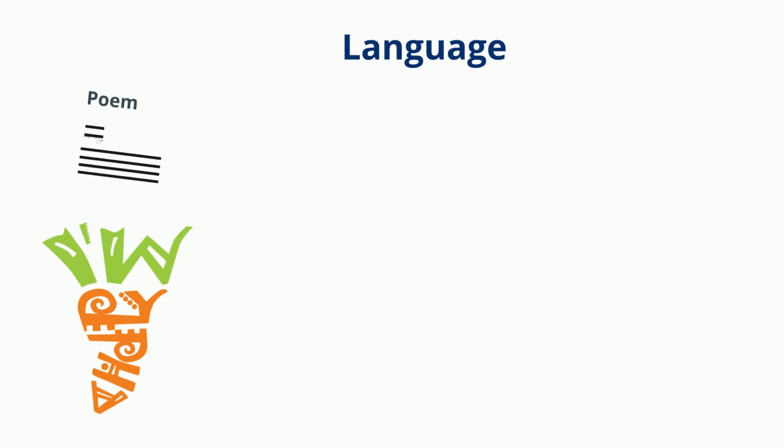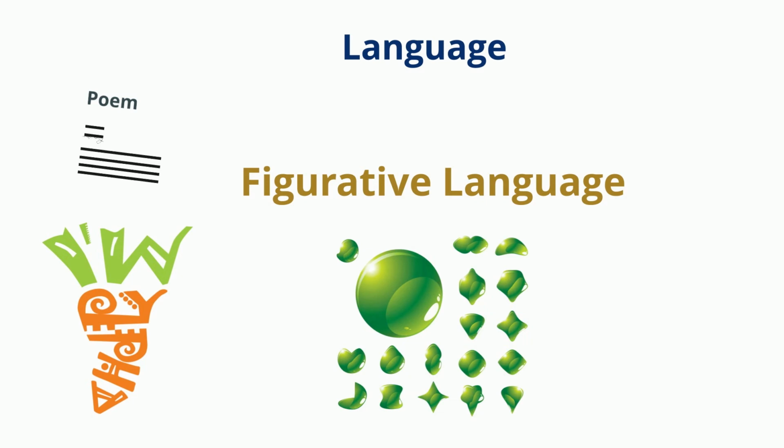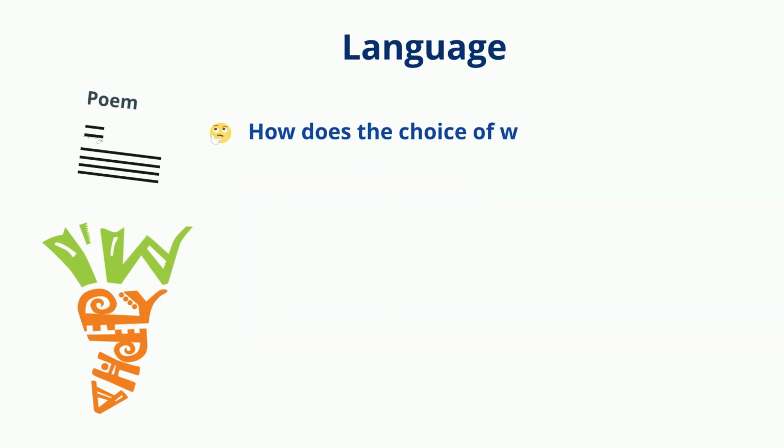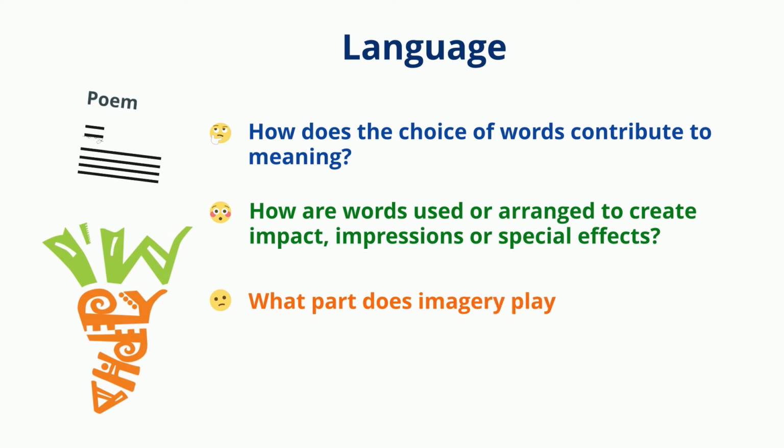Lastly, we want to study the language. At the heart of poetry is figurative language. That is, the use of language to describe one thing in terms of something else. How does the choice of words contribute to meaning? How are words used or arranged to create impact, impressions, or special effects? And what part does imagery play in conveying meaning? Let's read with these elements in mind and attempt highlighting these features.